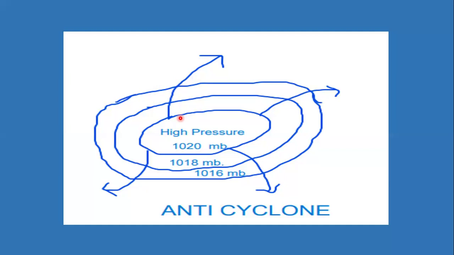An anticyclone has no direction of movement. Wind blows outwards from the high pressure region, and the general movement of wind is clockwise in the northern hemisphere and anti-clockwise in the southern hemisphere. An anticyclone is associated with calm and pleasant weather. In summer and in winter, fog occurs due to the anticyclone.